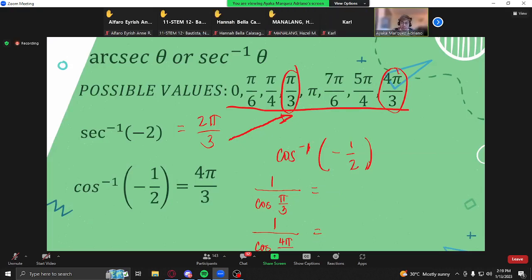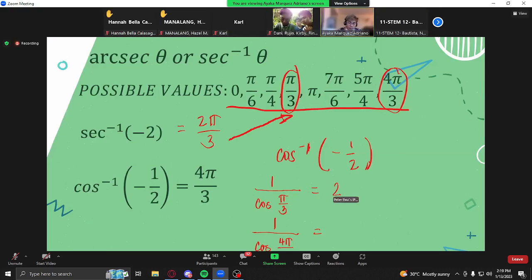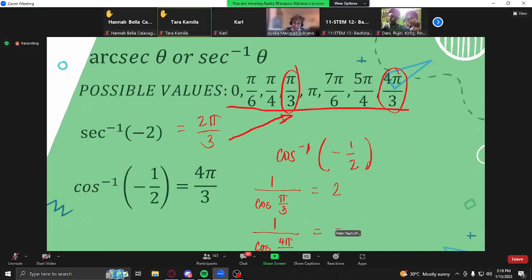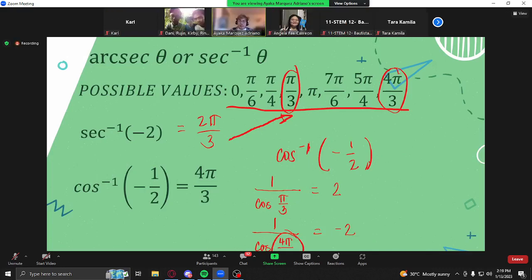Nelson J? 2 po. 2. Positive 2 siya, di ba? What about 1 over cosine 4 pi over 3? Tara Camila? Negative 2 po. Negative 2. So, which of the two are we going to use? Siyempre, yung pangalawa, di ba? So, the answer will be 4 pi over 3 but not 2 pi over 3.